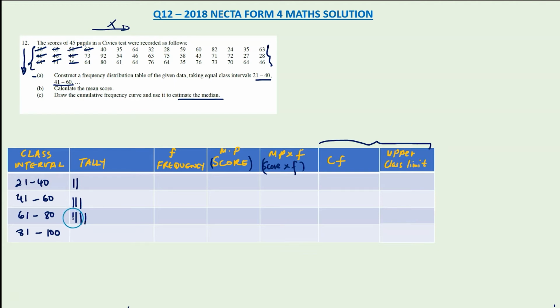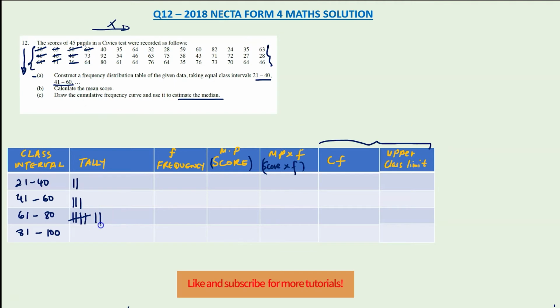But I've already got 4 tallies here, so 1, 2, 3, 4. So the 5th one goes across. And then I've got 73 that goes in there too. And then I've got 64, so that goes in there. And it goes on like this. So I'm not going to do the rest. I'm just going to fast forward.